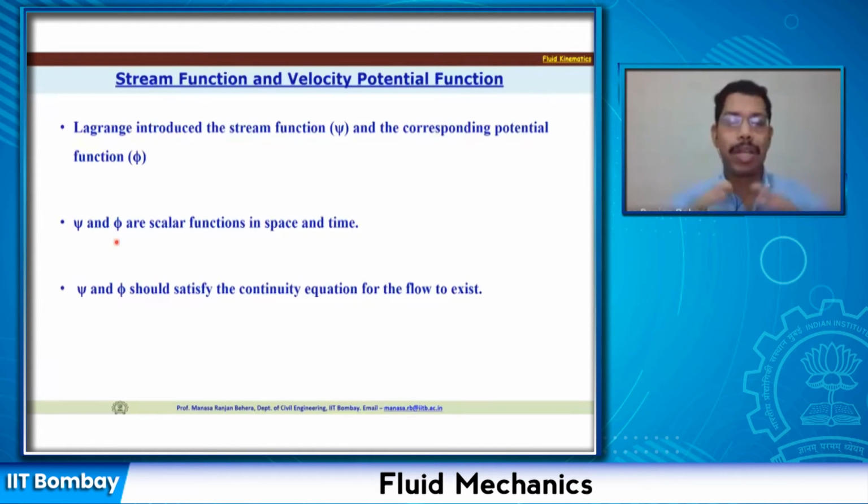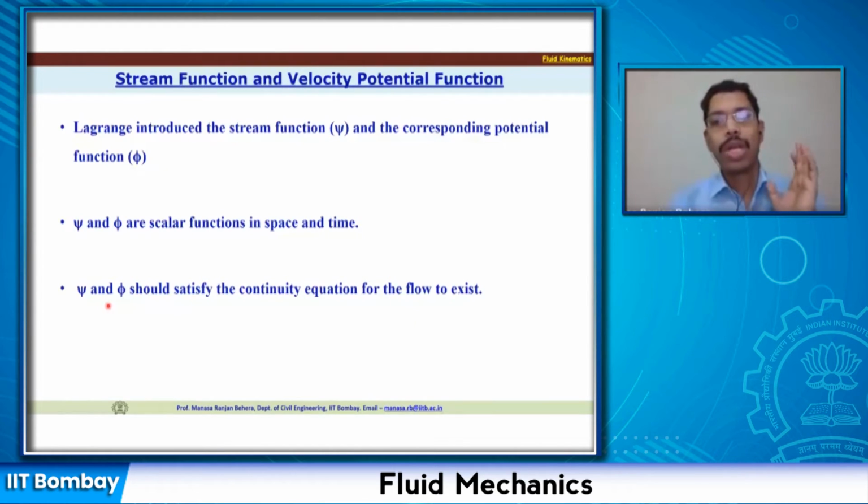The other property of these phi and psi functions is given here. So you have the psi and phi functions. These functions should satisfy the continuity equation for the flow to exist. If you cannot satisfy the continuity equation using the phi function or even the psi function, then the function that you have defined cannot really show a flow, or the flow is not going to exist for that function which has been defined. Okay, so for a flow to exist for a psi function or phi function, it has to satisfy the continuity equation. The mass has to be conserved, right?